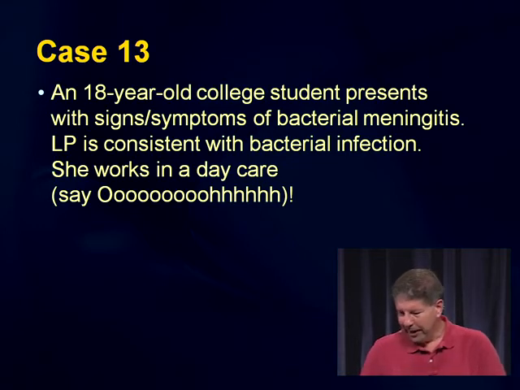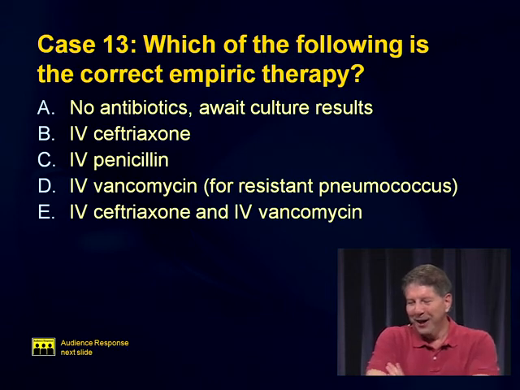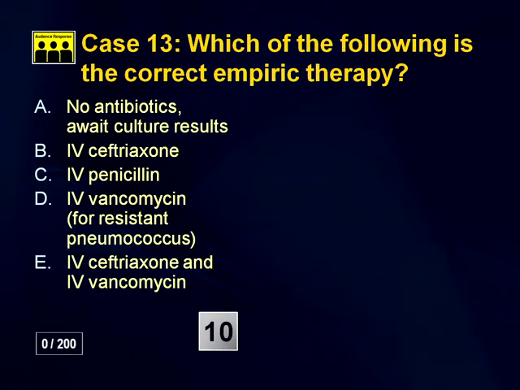Good. Okay. Which of the following is the correct therapy for her? No antibiotics, await culture results, start IV ceftriaxone, start IV penicillin, start IV vancomycin for resistant pneumococcus, or give her IV ceftriaxone and IV vanc. So what do y'all think?